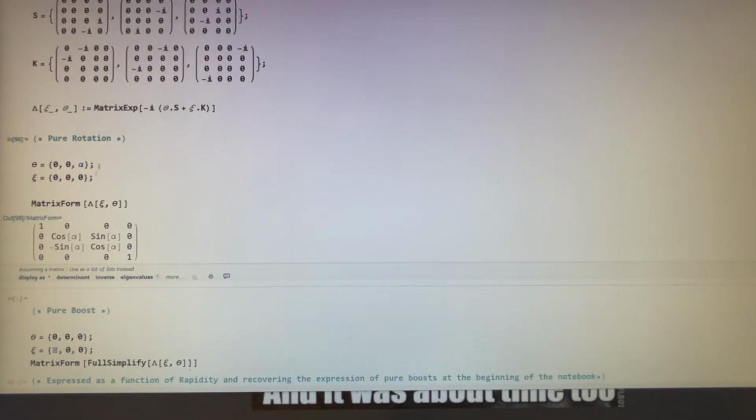And look at that. Once you substitute these vectors in here, and with these generators, what you get is that the expression is indeed what I promised you it was, the rotation matrix around the z-axis.